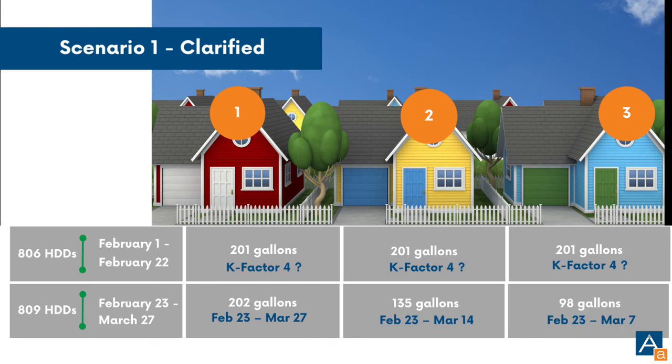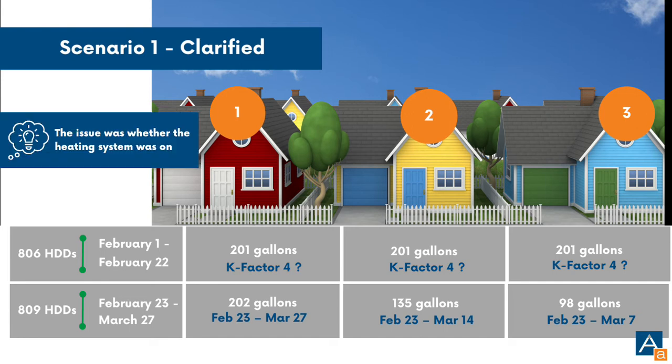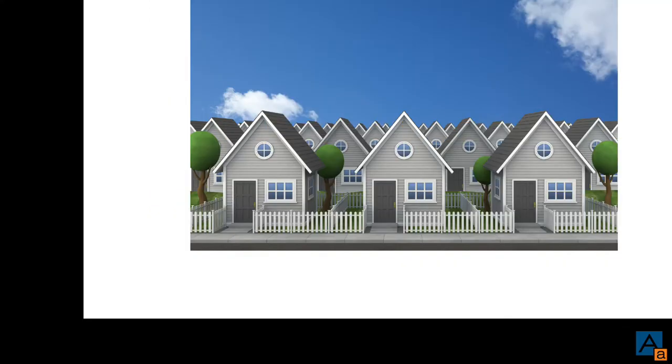Furthermore, Home 3 followed the path of Home 2, but took a vacation starting the week of March 7th, and they only consumed fuel until that date, resulting in consumption that was limited to only about 100 gallons. The issue was not the K. The issue is simply whether or not the heating system was on.